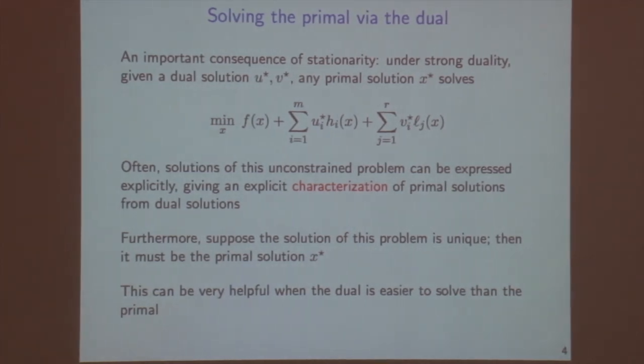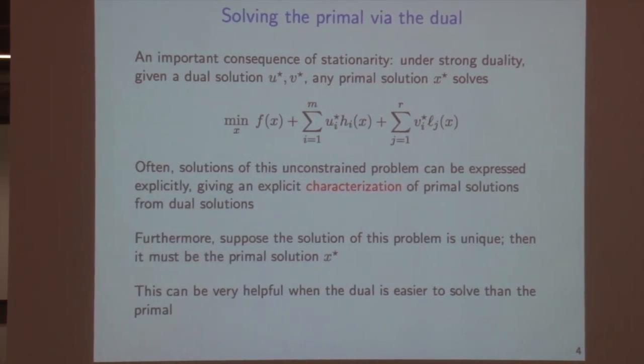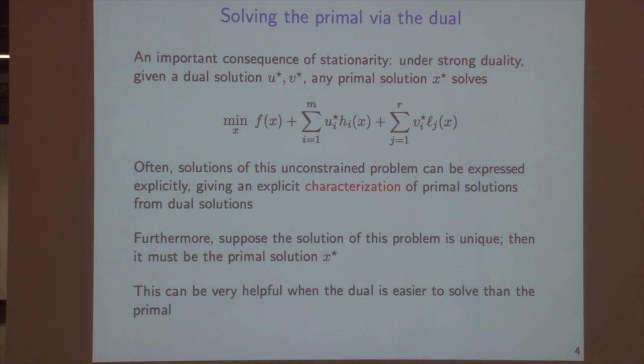So let's jump ahead to the second point and see when we can solve the primal problem via the dual. Suppose we were lucky enough to have found the dual solutions. We derived the dual, and we knew that strong duality held because our problem in the primal was convex and had strictly feasible points. And then we use this fact, that x minimizes the Lagrangian. If we plug in the dual solution u, v, the primal solution x would be characterized by the minimizer of this Lagrangian.